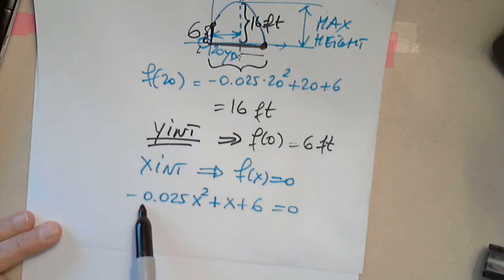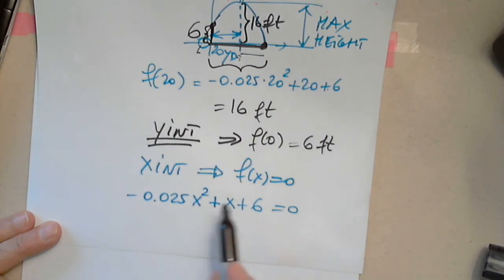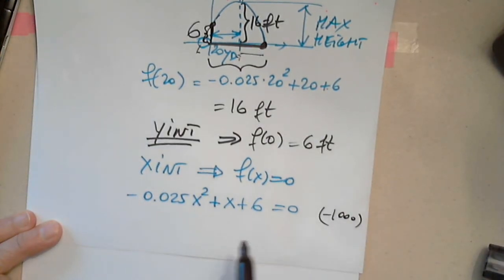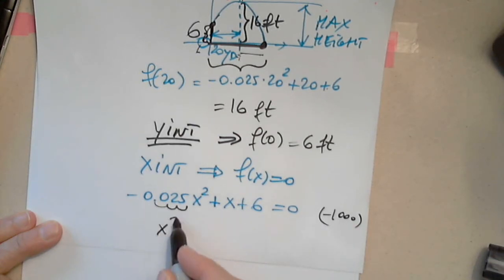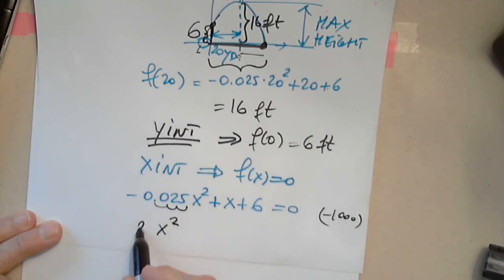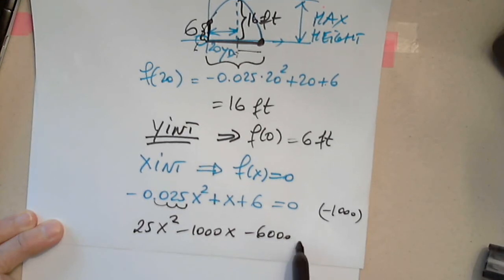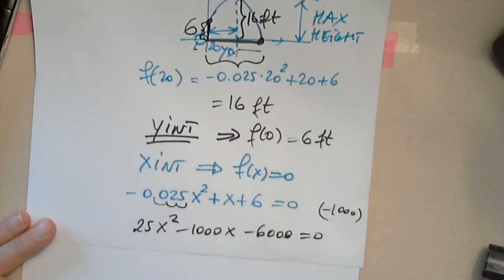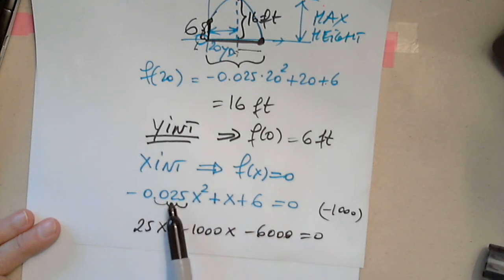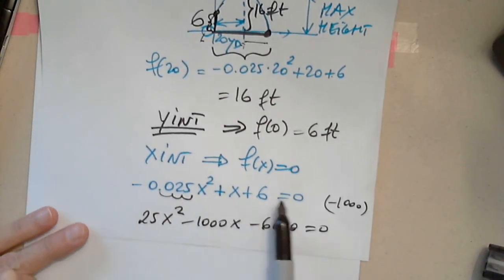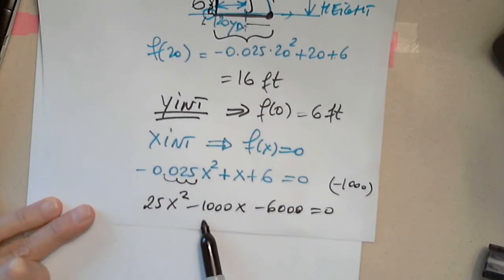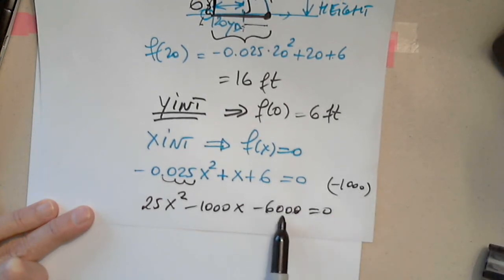So first of all, I will multiply by negative 1,000 because there are 3 decimal digits here. That's why 1,000, 3 zeros. So this is x squared with 25 in front, and this will be negative 1,000 x, and this will be negative 6,000 set equal to 0. So this times negative 1,000 is just 25. 1 times negative 1,000 is negative 1,000x. 6 times negative 1,000 is negative 6,000.